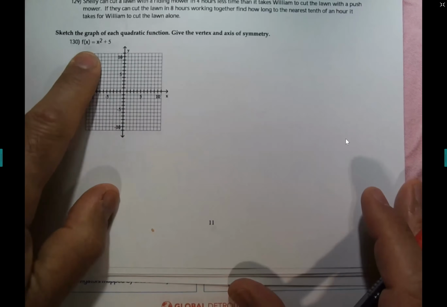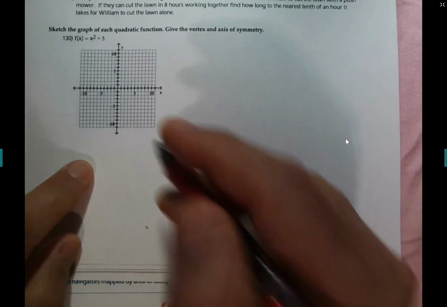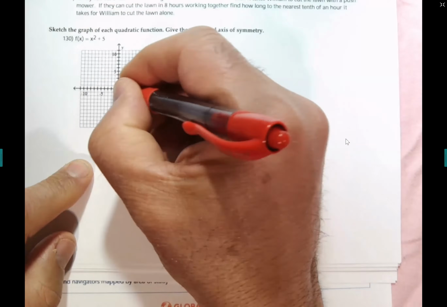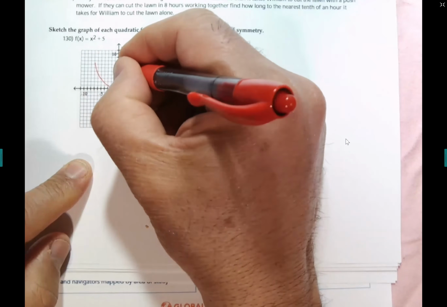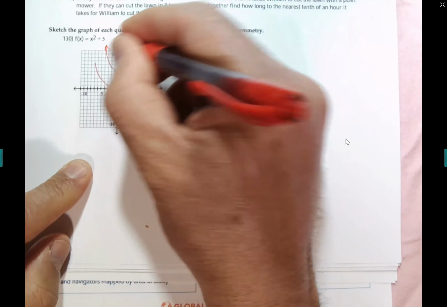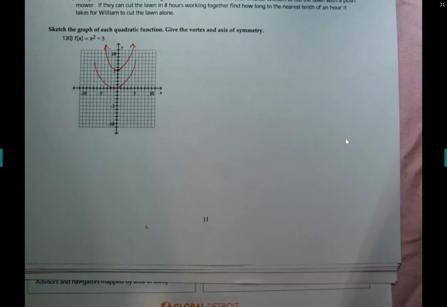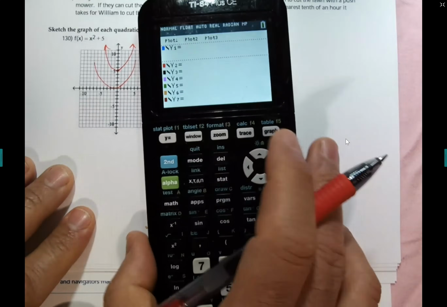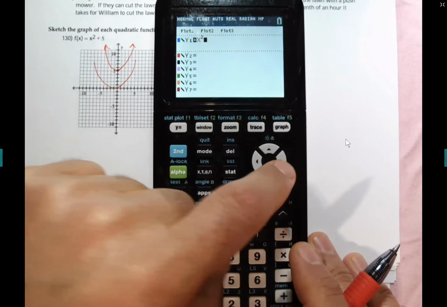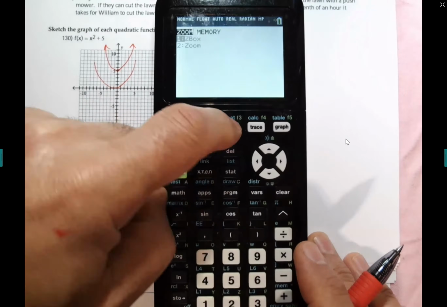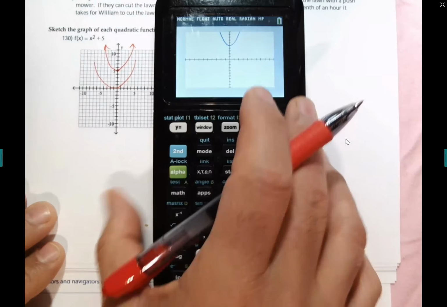How would you graph f of x equals x squared plus 5? Well, you know, guys, x squared is graphed like this. That's x squared. For x squared plus 5, you move the curve up 5 units. And if you have a TI-84, I would encourage you to use it. It's a very helpful tool. So if you just put in x squared plus 5, here we go. You can see the graph.